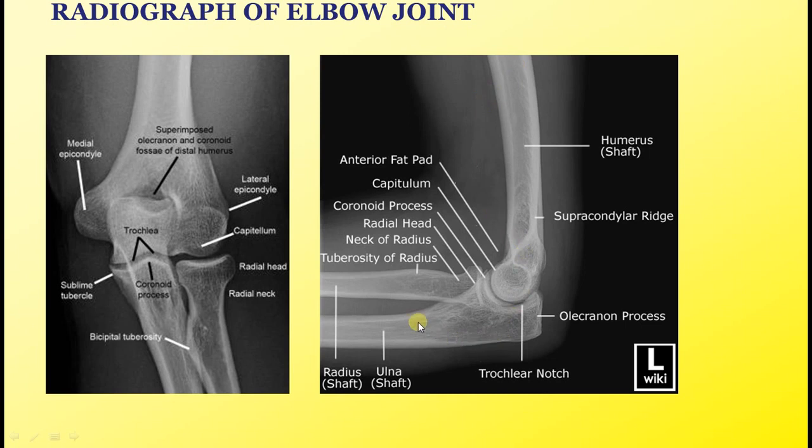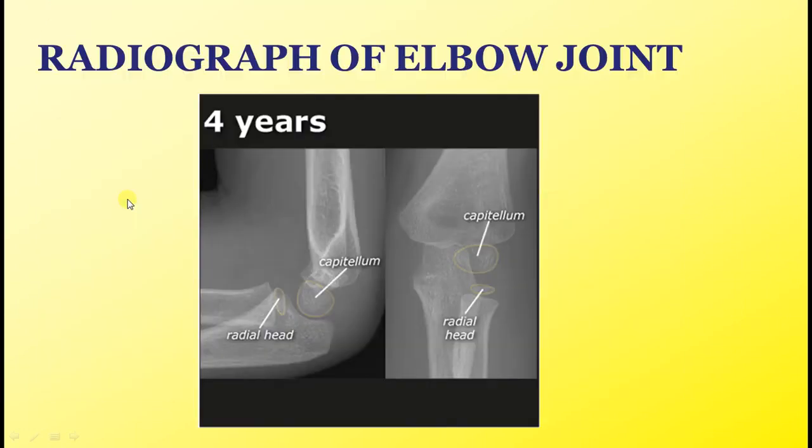Lateral view of the elbow, you are able to see here the lateral epicondyle, the medial epicondyle. On the other side, you are able to see it superimposed. So that is the lateral epicondyle. This sharp line is the supracondylar ridge. So this is the olecranon process and the coronoid process. Neck of the radius, tuberosity of the radius, you are able to see here. Okay, so this is the lateral view of the elbow, and this is the anteroposterior view of the elbow.